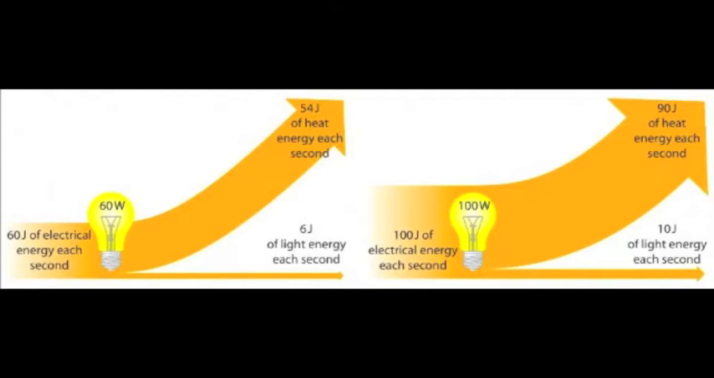A kettle is described as having a power of 2200 watts. This means that it uses 2200 joules of electrical energy each second. Therefore, 1 watt is the same as another unit, the joule per second.